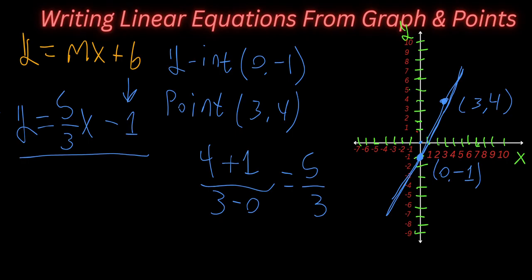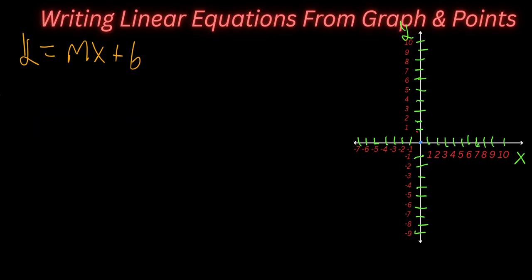Let's work through another example, and I'm going to give you 2 points, no graph. Let me erase. So let me give you 2 points here. I'm going to give you the point 2 and 3, and I'm going to give you the point 6 and 11. Go ahead, take those 2 points and write it in slope-intercept form. Okay, allow me to do that with you. Let's start by finding the slope.